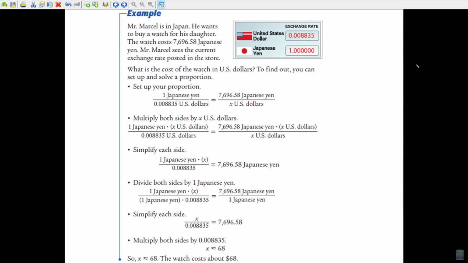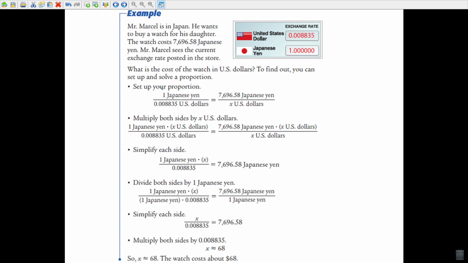Let's look at an example. Mr. Marcel is in Japan. He wants to buy a watch for his daughter. The watch costs 7,696.58 Japanese yen. Mr. Marcel sees the current exchange rate posted in the store. As you can see, the exchange rate is up here. 1 yen is 0.008835 of a dollar. What is the cost of the watch in US dollars?